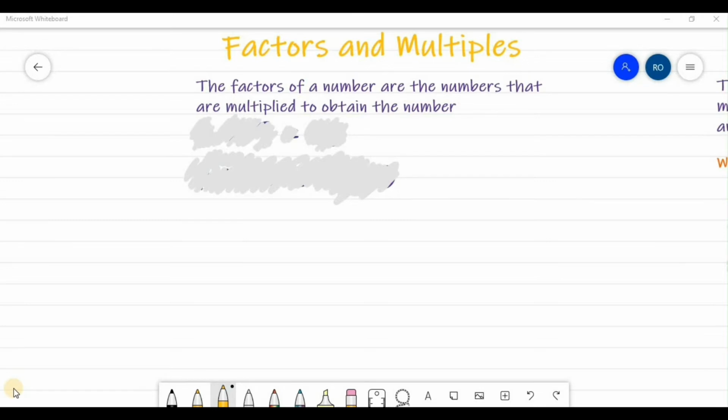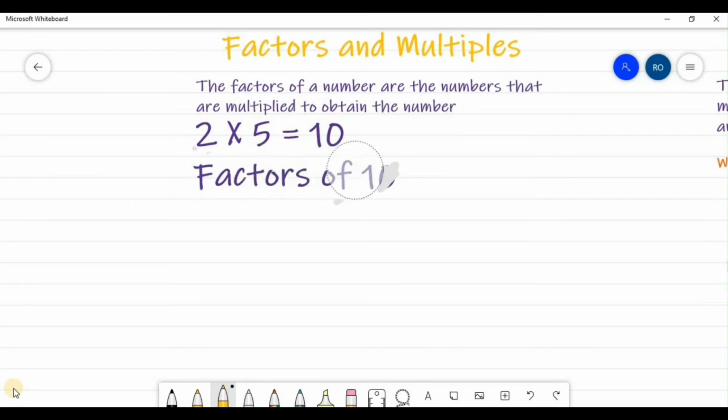So let's say for example, 2 times 5 is 10. So meaning 2 and 5 are factors of 10, since 2 and 5 are the numbers that we multiply together to get 10. So again, 2 and 5 are factors of 10.